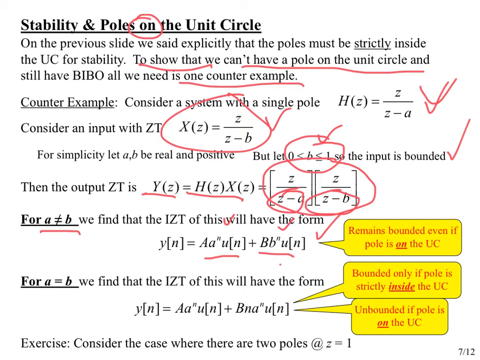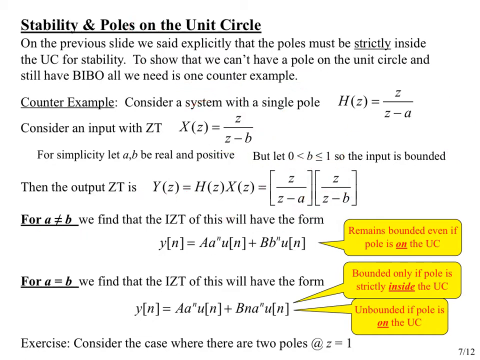Let me clear some of this stuff off here, and then head back. So that shows that there are some inputs for which the output will remain bounded. But let's look at one special input. Let's suppose that we have A is equal to B. So when A is equal to B, we do the inverse Z transform of this.